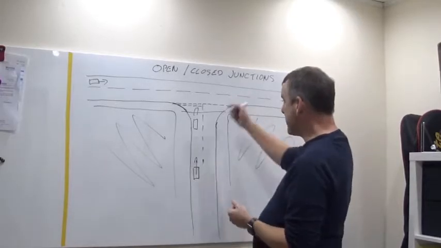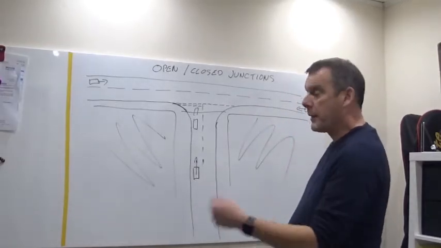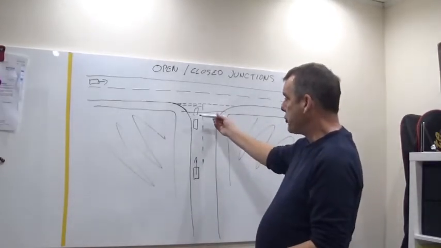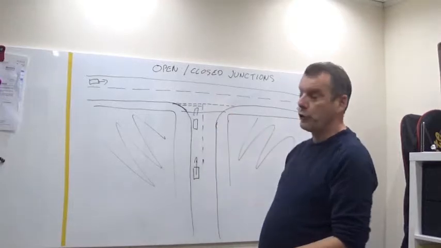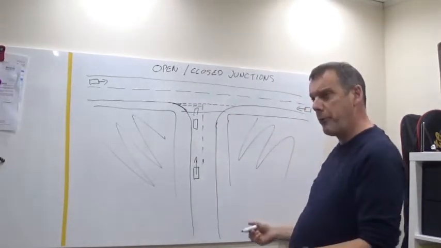If it isn't clear and we see there's traffic coming, then that's not a problem. The clutch is already down, so we can just gently roll up and gently brake to stop at the give way line. So we've got the best of both worlds.